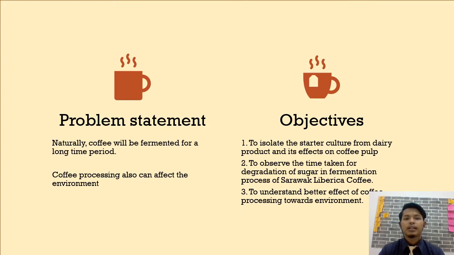Problem statement. Naturally, coffee will be fermented for a long time period. Coffee fermentation can also affect the environment. The objectives of this research are to isolate the starter culture from dairy products and study its effect on the coffee pulp, to observe the time taken for degradation of sugar in the fermentation process, and also to better understand the processing of coffee fermentation.